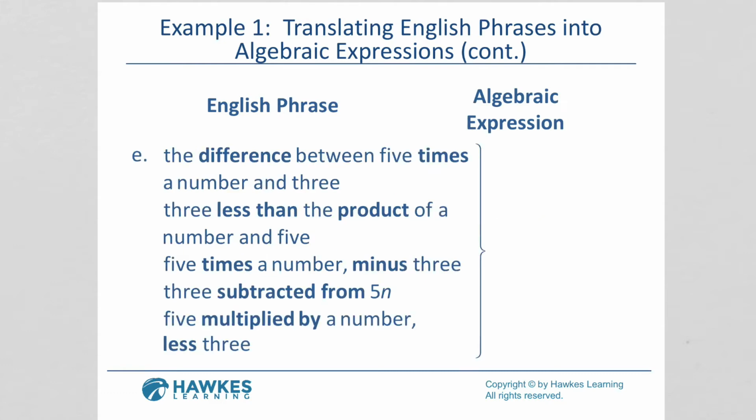Example 1e, English phrase. The difference between 5 times a number and 3, 3 less than the product of a number and 5, 5 times a number minus 3, 3 subtracted from 5n, 5 multiplied by a number less 3. All of these English phrases have the same algebraic expression: 5n minus 3.